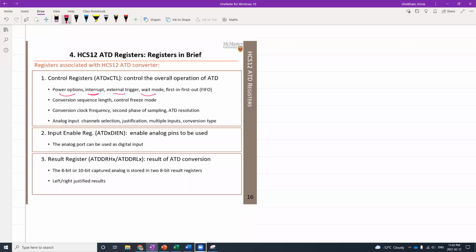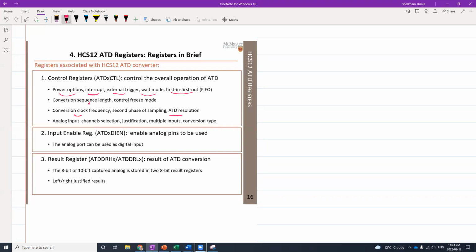This one is just holding the process for some time if you need to. And also you have first in, first out. So you have the conversion sequence length, and you also have the control freeze mode. These are going to determine the total number of conversions, right? This is going to tell you how many conversions you need, as we have just calculated. And also you have the conversion clock frequency, right? You practiced those. This is going to give you a sense of time sampling. And also you can adjust the resolution as well.